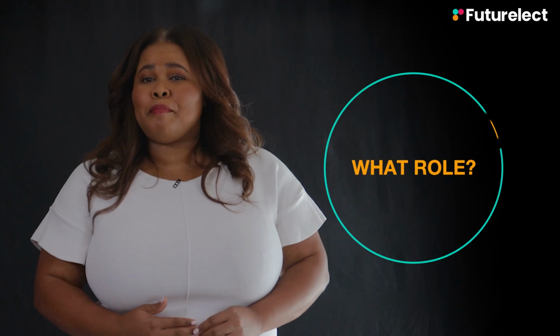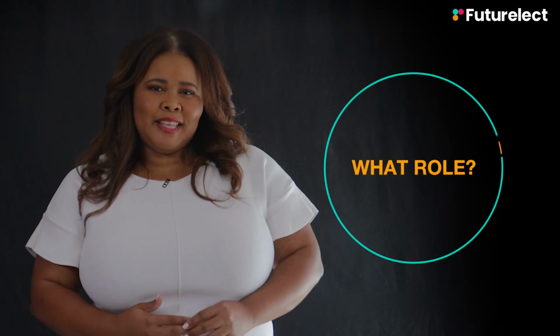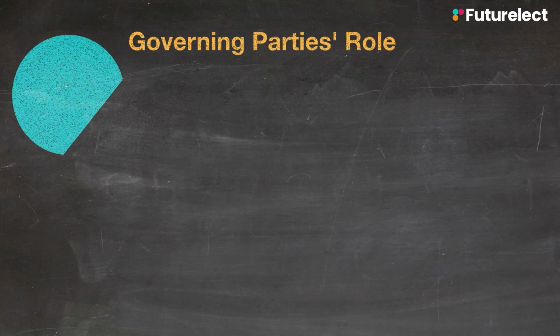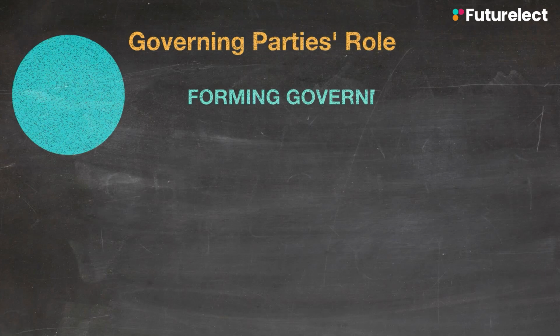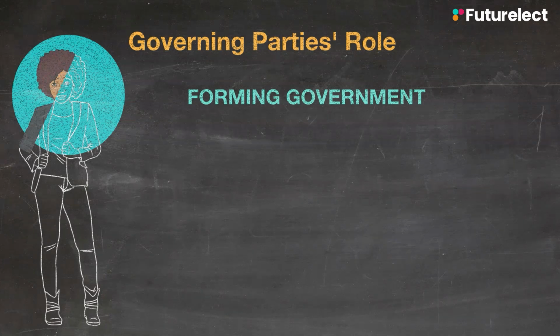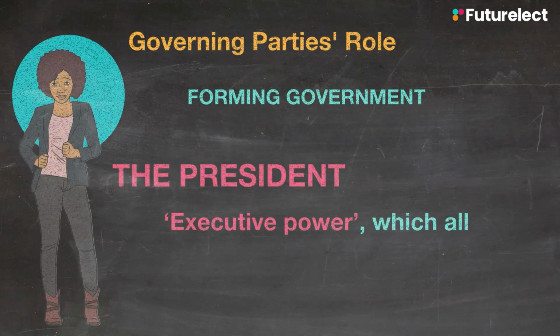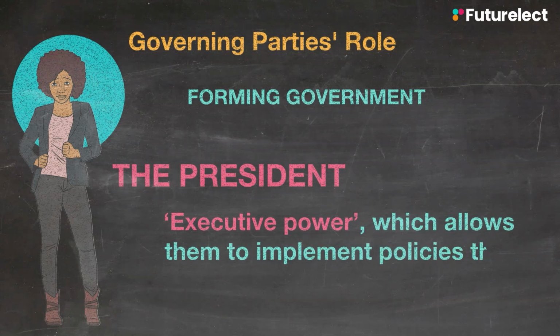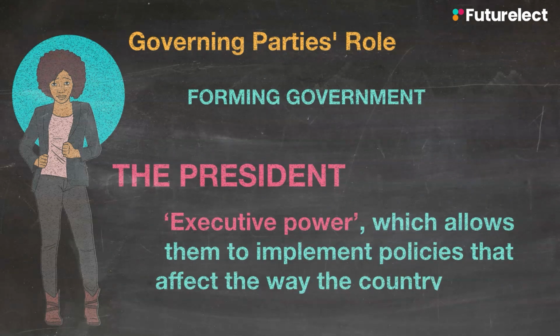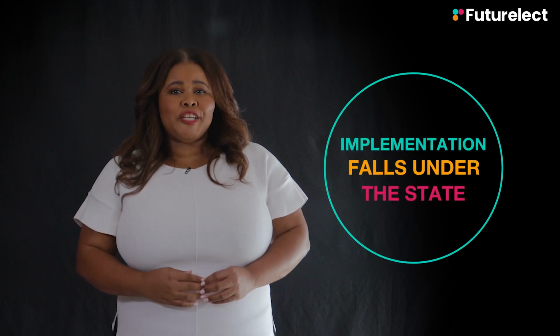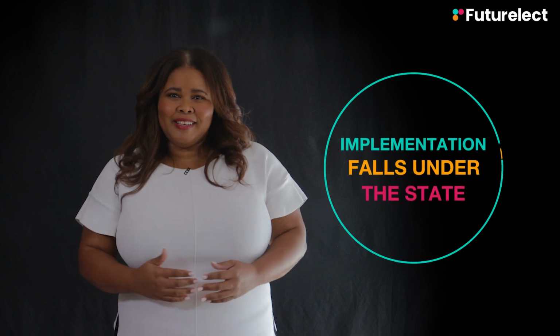What role do governing parties play in the political landscape? As we discovered in Course number 2, governing parties are responsible for forming a government, with their leader usually becoming the president. This grants them executive power, which allows them to implement policies that affect the way that the country is run. However, the implementation of these policies falls under the operations of the state. But what do we mean when we refer to the state?